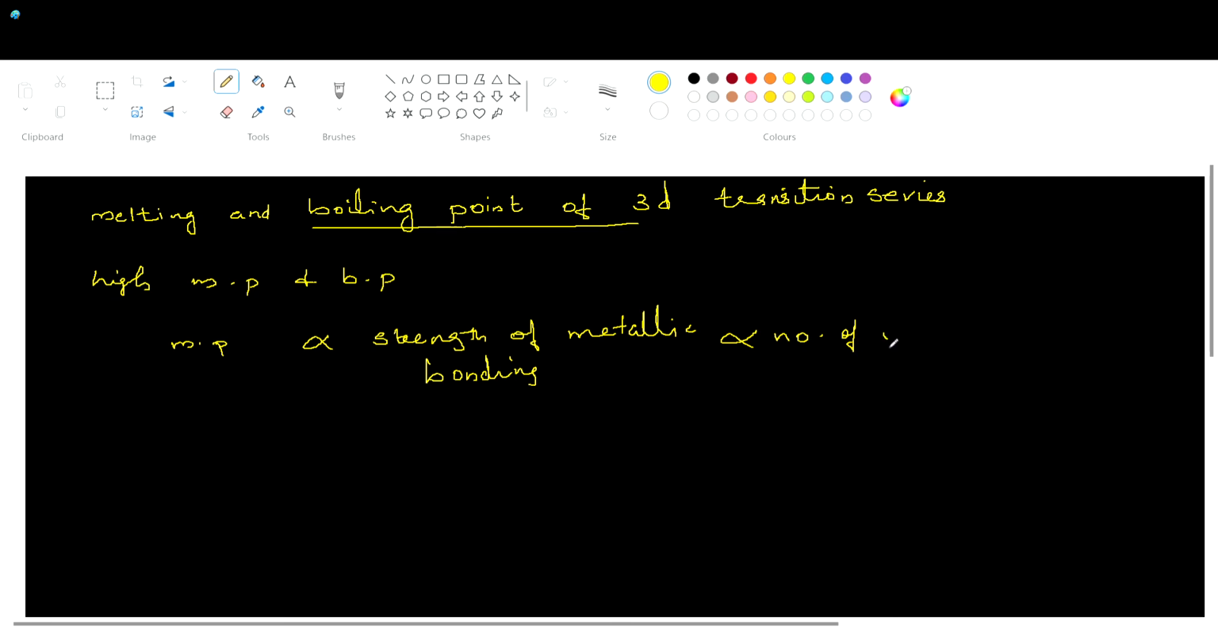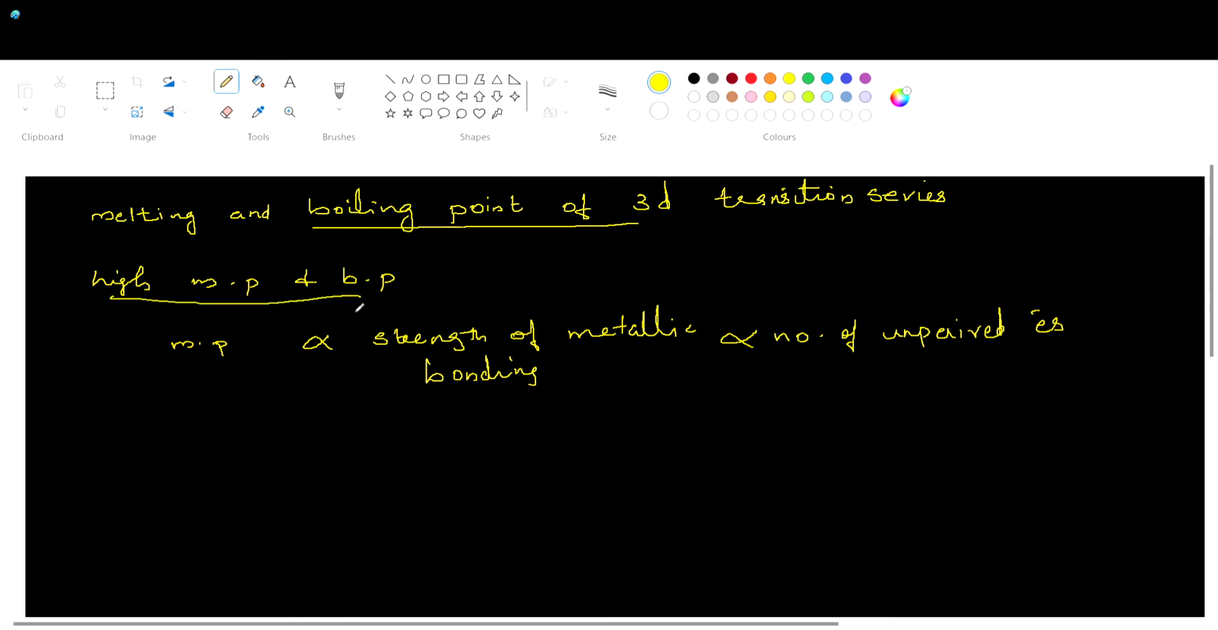Generally, the unpaired electrons are mostly involved in bonding. So as the number of unpaired electrons involved in metallic bonding increases, the strength of the metallic bonding also increases. As the strength of the bond increases, the melting point and boiling point of these metals increase. Because more electrons are involved in metallic bonding in transition elements, their melting point is generally very high.